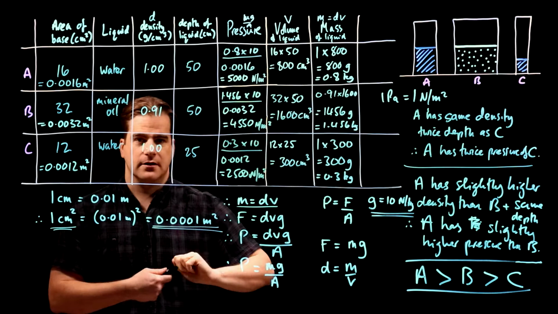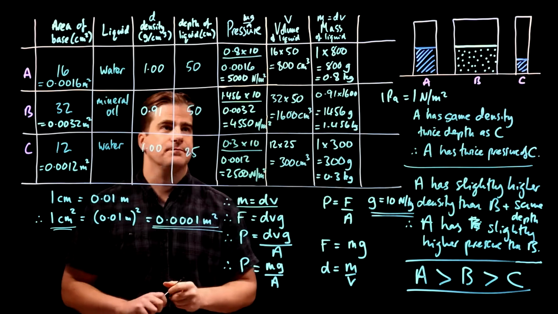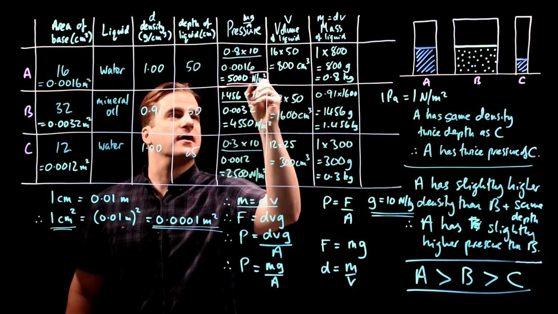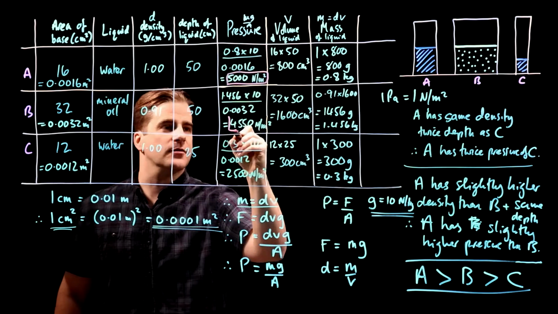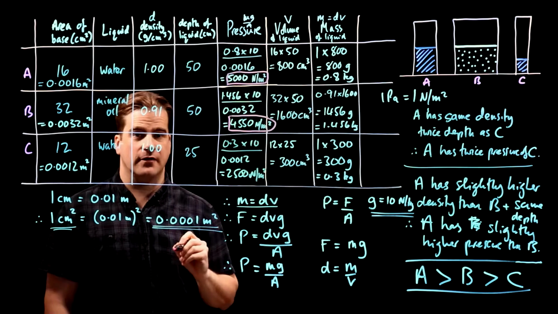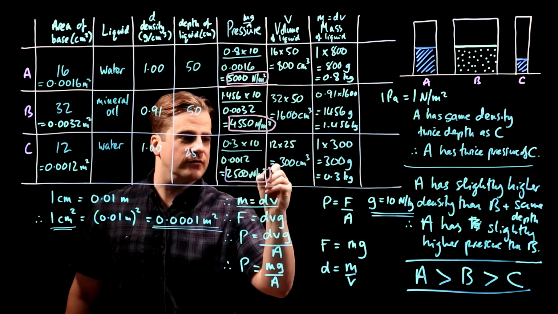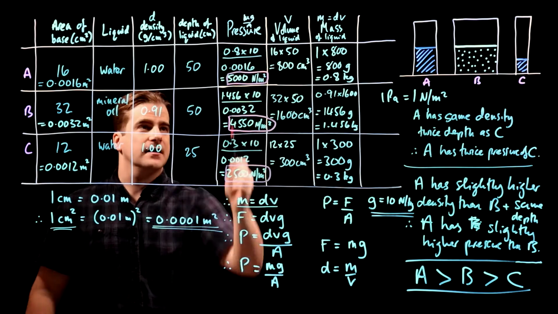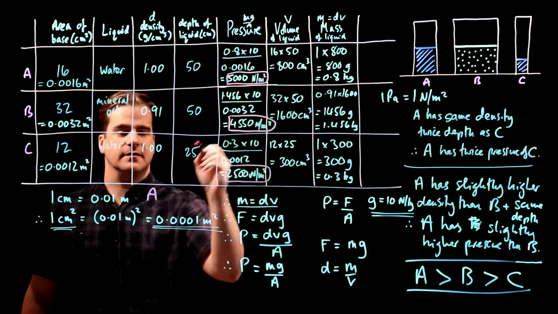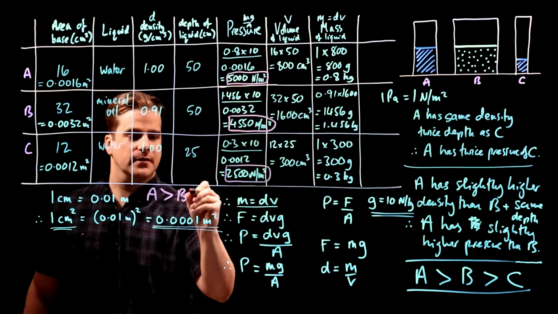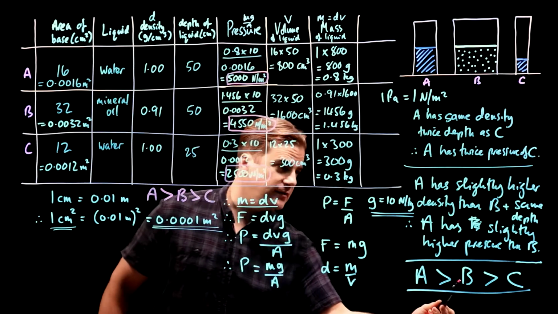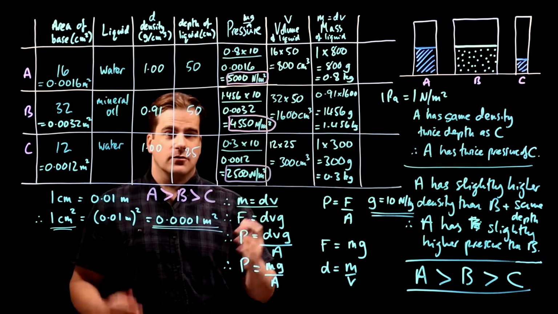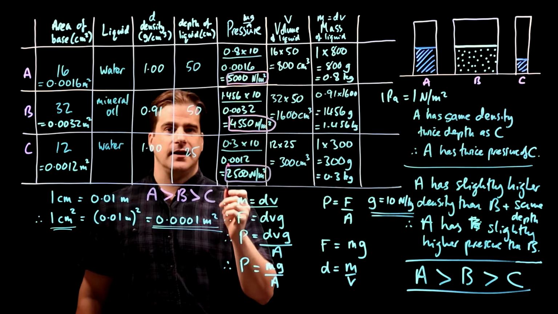We've worked out the pressure of A, B and C. And they are, for A, it's 5,000 pascals or newtons per metre squared. For B, it's 4,550. And for C, it's 2,500. So, from our calculations, A has the highest, then B, and then C, which agrees with our earlier descriptive analysis. Great. Let's see why that's the case.